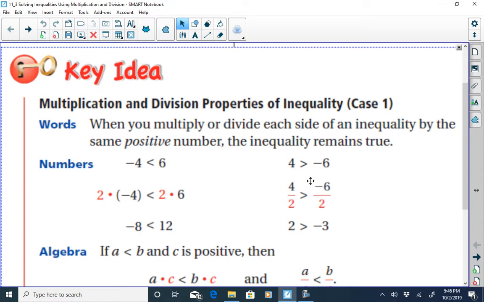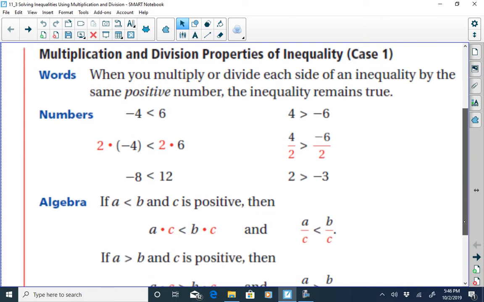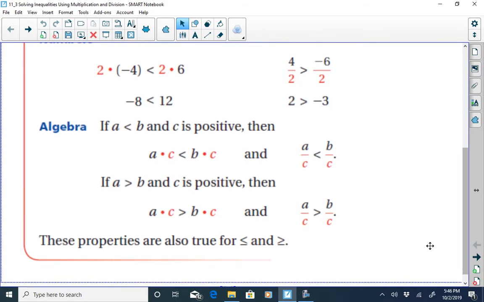Let's see if it works for division. Let's start with the inequality 4 is greater than negative 6. We know positive numbers are greater than negative numbers. If we divide both sides of that inequality by a positive number, let's say in this case positive 2, we get the following inequality: 2 is greater than negative 3, which is also true. So in every case, if we divide or multiply both sides of an inequality by a positive number, the inequality remains true. And these properties are also true for less than or equal to and greater than or equal to.